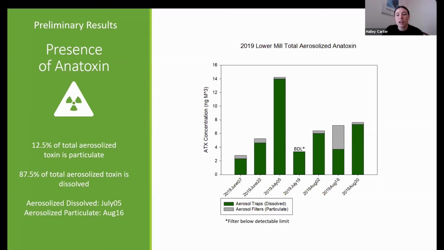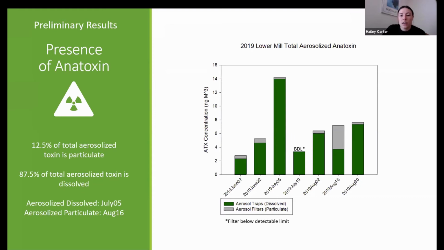Some literature suggests that anatoxin may exist more regularly within the cells or in that particulate form. However, I found that on average for my data, only 12.5% of the total aerosolized toxin was found in the particulate form, and that remaining 87.5% was in the dissolved form. This could be because maybe anatoxin exists more regularly in the dissolved form, despite what that literature suggests, or maybe the dissolved form just aerosolizes easier, so it exists more regularly in aerosols in the dissolved form.